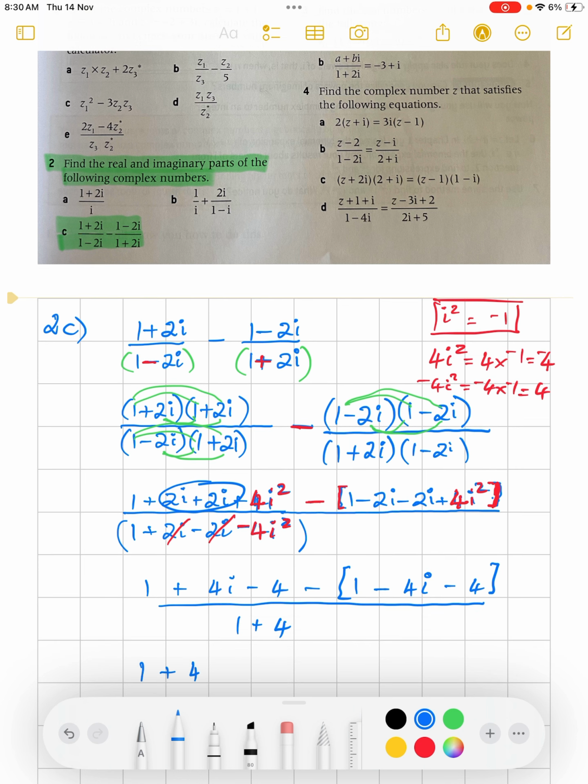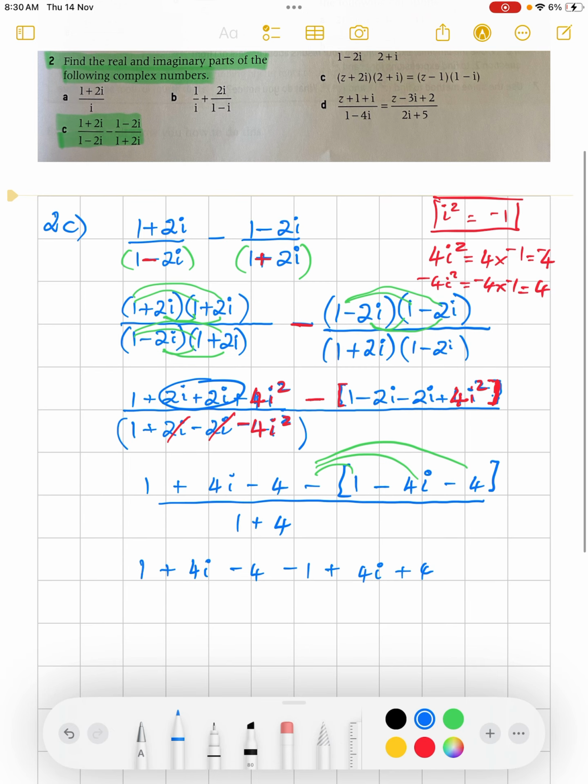Just remove these brackets, shall we? So that becomes plus, that becomes a minus 1. That becomes a plus 4i, and that becomes a plus 4, and it's all over 5. 1 plus 4 is 5.